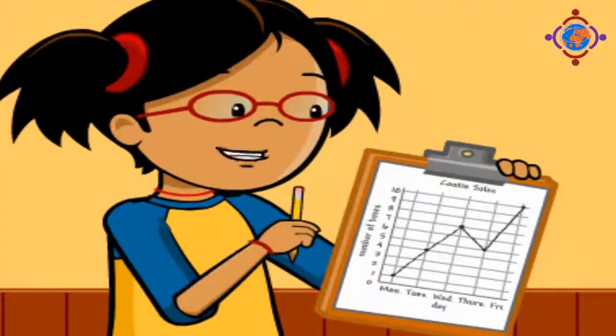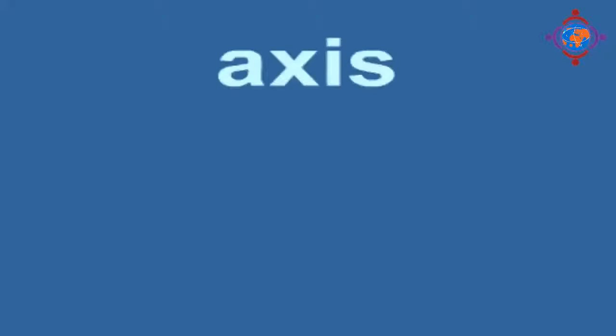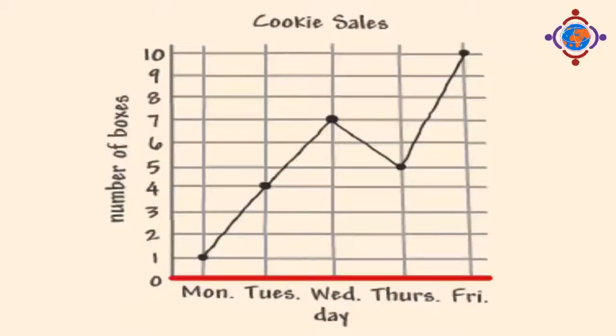What are the parts of a line graph? The title describes what is in the graph. My line graph tracks my cookie sales. An axis is a line that has numbers or categories and is used to create a graph. The x-axis is a horizontal line. That's the one that goes across. On my graph, it shows the days.